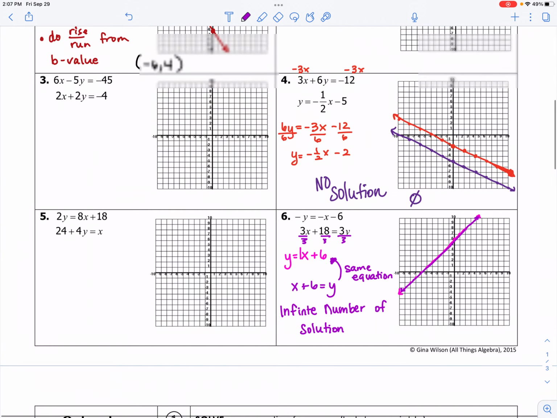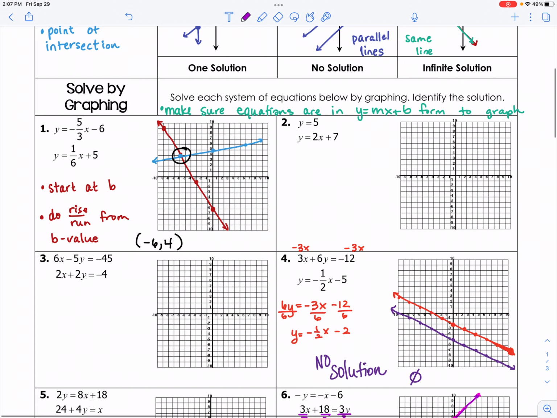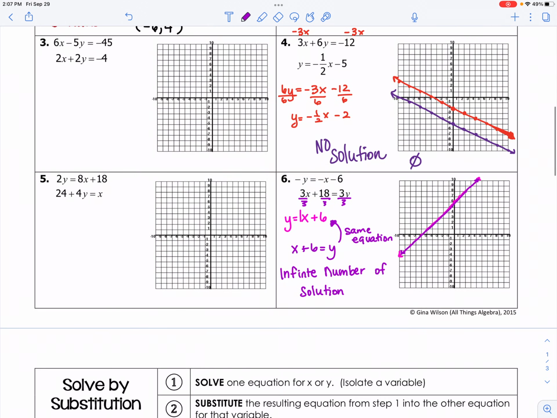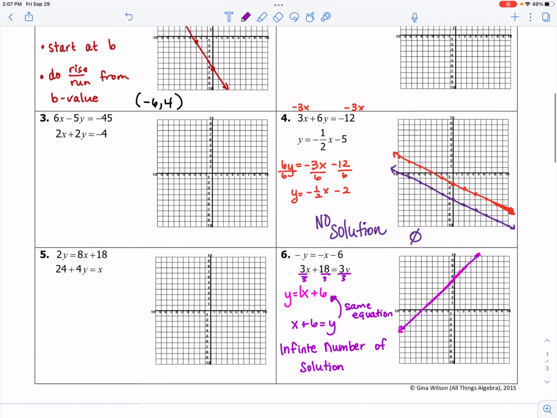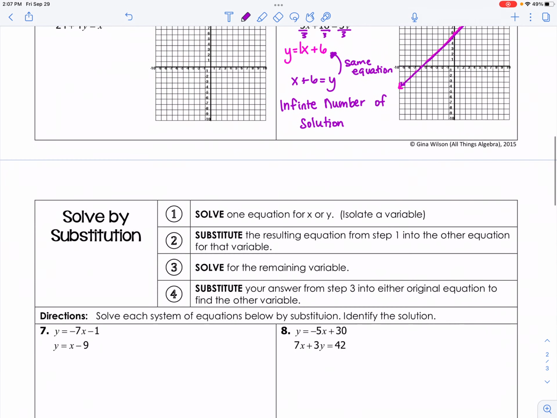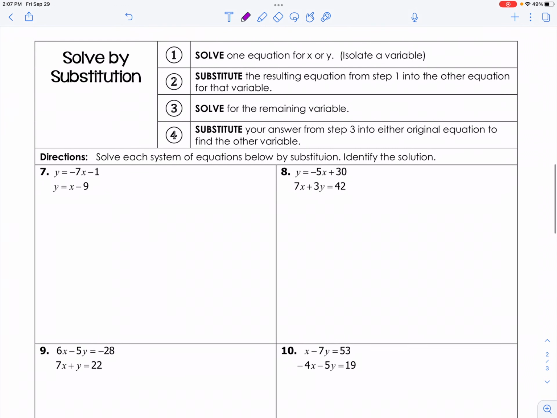So again, with graphing, you just have to make sure that everything is solved for y, and then you just graph to solve. In class, I will be showing you how to use a graphing calculator, to use your intersection button so you can get your solutions. Next, we're going to look at solve by substitution. So there are some steps where we're substituting.